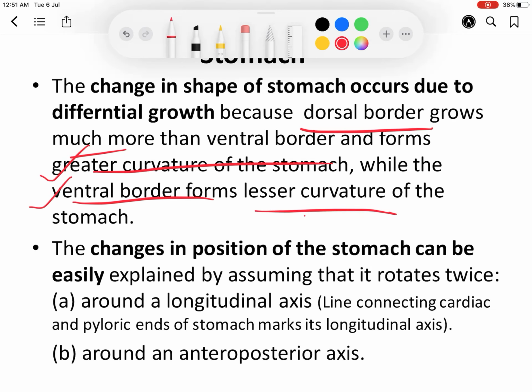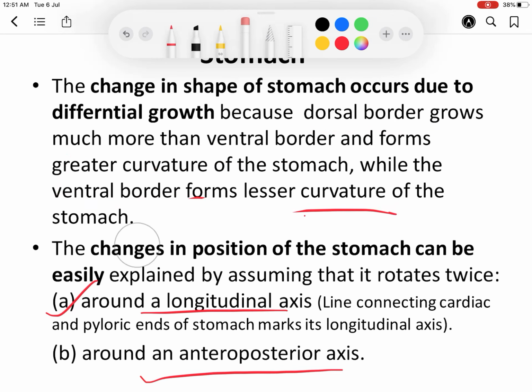And the change in position of the stomach can also be due to rotation, because the stomach rotates twice. The first rotation is around the longitudinal axis and the second rotation is around the anteroposterior axis. The first rotation, which is around the longitudinal axis, and this axis is formed by the cardiac and pyloric ends of the stomach. The line connecting these two points will form the longitudinal axis of the stomach.